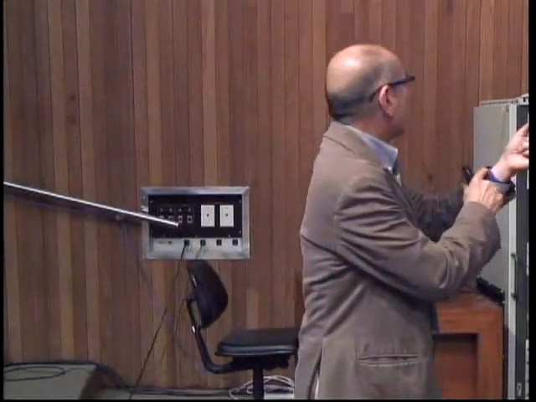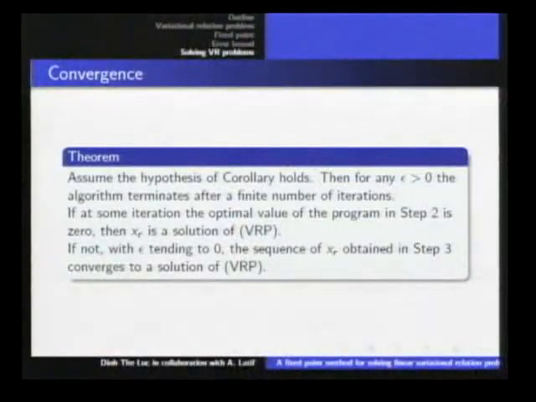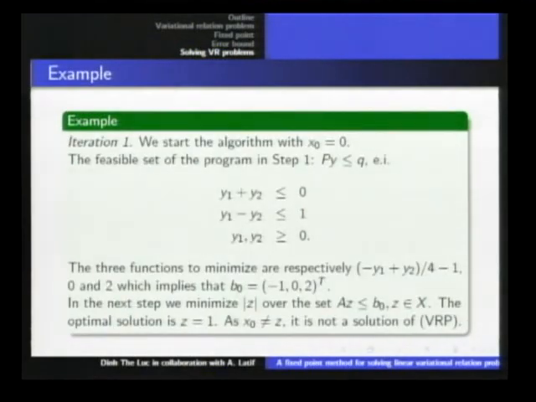Here we see the algorithm is quite easy: we have to solve linear programs and then a convex program. And then we have a convergence result. It means that when epsilon tends to zero, we obtain a sequence of XR converging to a solution of our problem. I skip the proof. I give here a simple example, where the matrices A, C, P, and Q are given like this, and then the vectors C and Q.